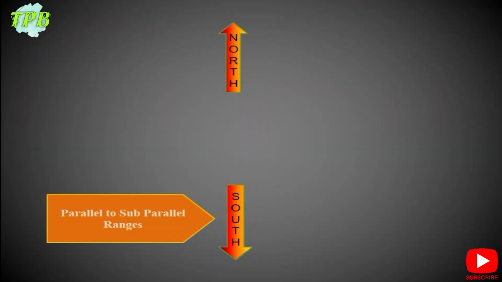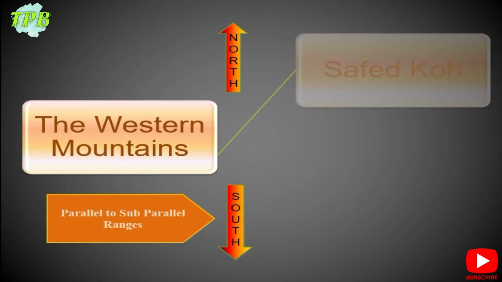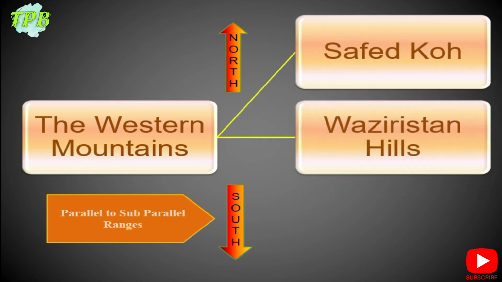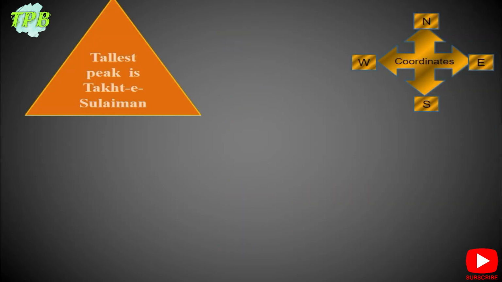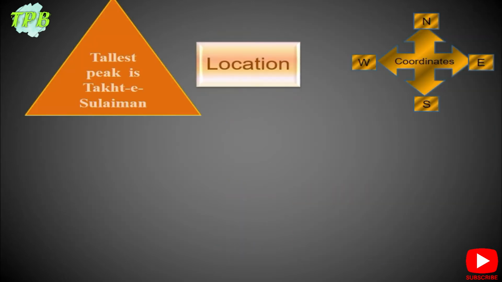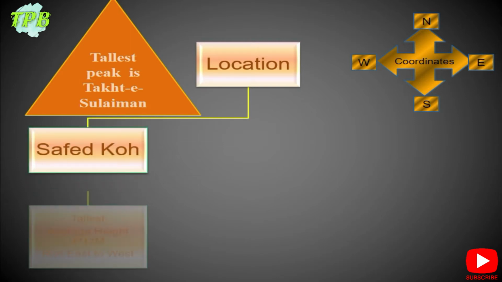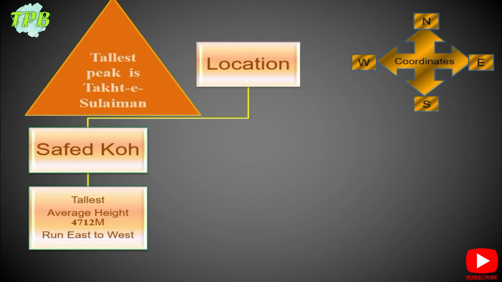First up, the location. The western mountains include Safed Ko, Waziristan Hills, and Suleiman and Kirthar ranges. Safed Ko is in the northern part of Western Mountains, whereas Suleiman and Kirthar ranges are in the southern part. There are numerous parallel to sub-parallel ranges located in the Western Mountains. Let's have a look at the location of these mountains. The Safed Ko is the tallest among all of these ranges.